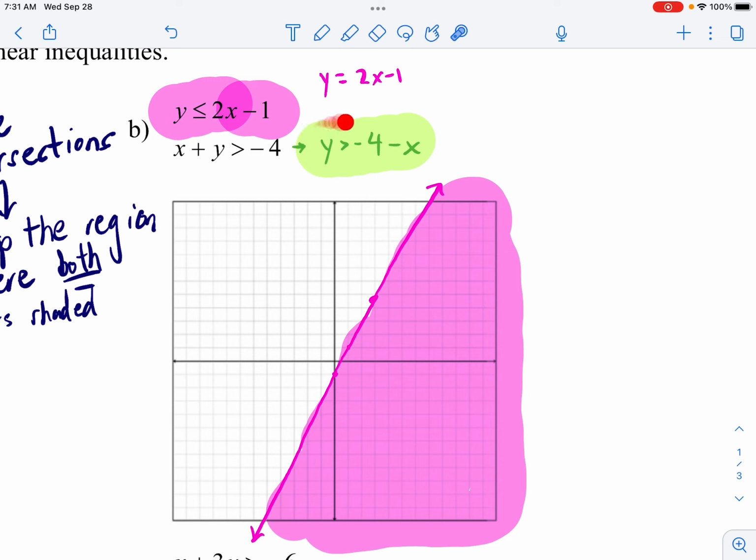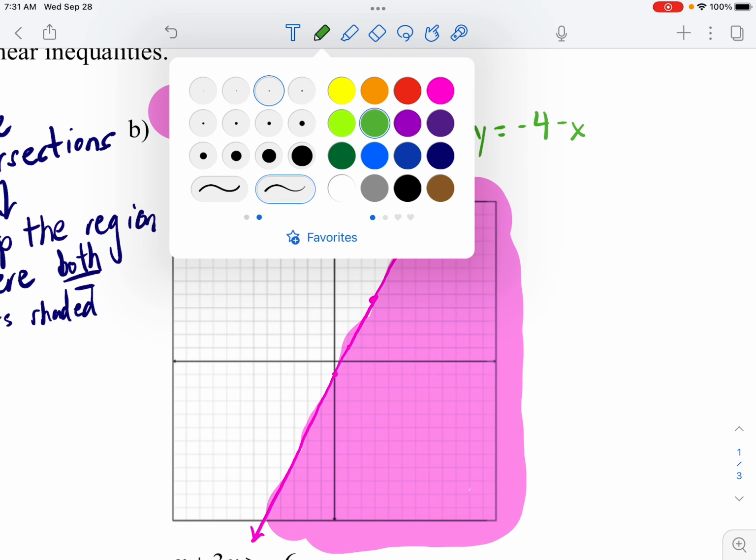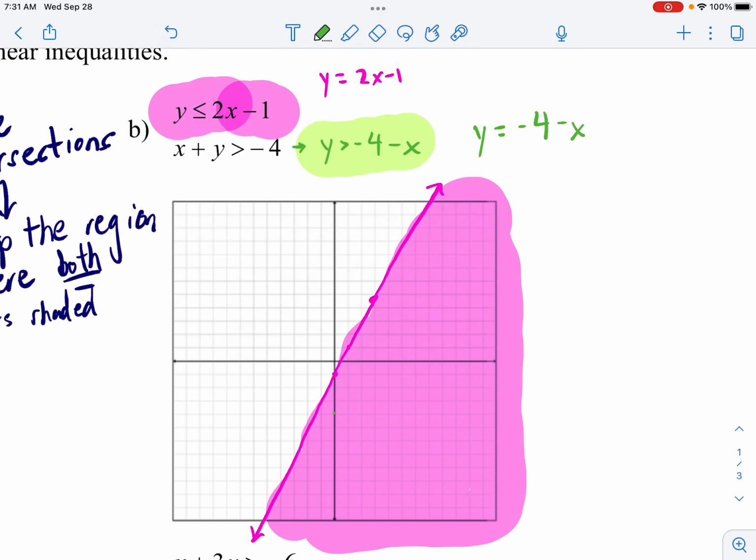Okay, now let's move on to my green inequality. y is greater than negative 4 minus x. Again, we're going to graph this just like it were the line y equals negative 4 minus x. But keep in mind, since we have just a greater than, without an or equal to, we have to do a dashed green line when we graph this, okay? So the y-intercept is negative 4, and then my slope is negative 1. There we go.